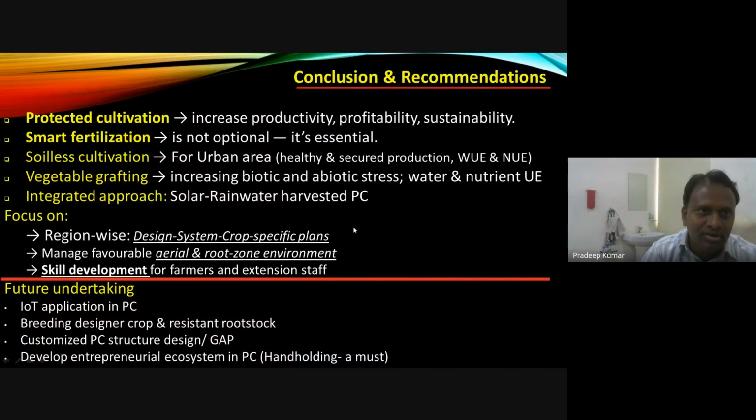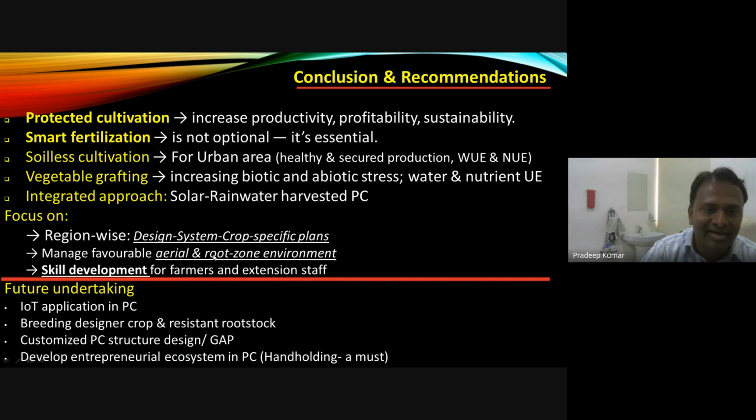So to conclude, protected cultivation increases productivity, profitability, and sustainability. Smart fertilization is very essential to achieve higher yield and sustainability. Soilless cultivation for urban areas gives healthy and secure production and increases water use and nutrient efficiency. Vegetable grafting increases biotic and abiotic stress tolerance and water use efficiency. An integrated approach uses solar and harvested rainwater with protected cultivation. Focus should be given region-wise, with design, systems, and specific plans for each crop.